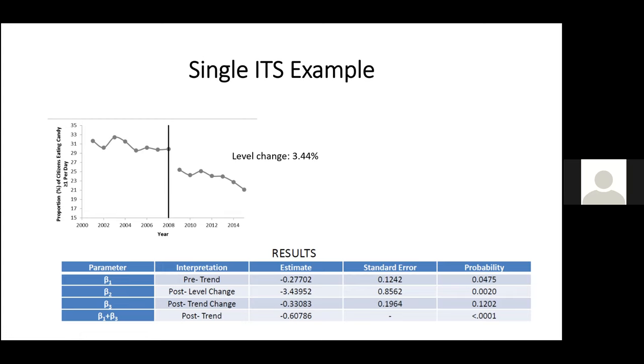So before the intervention, the percentage was dropping by 0.3% per year. Every year there was a 0.3% drop. So it's dropping by 0.3% per year before the intervention. Okay. So then you would go to beta 2.